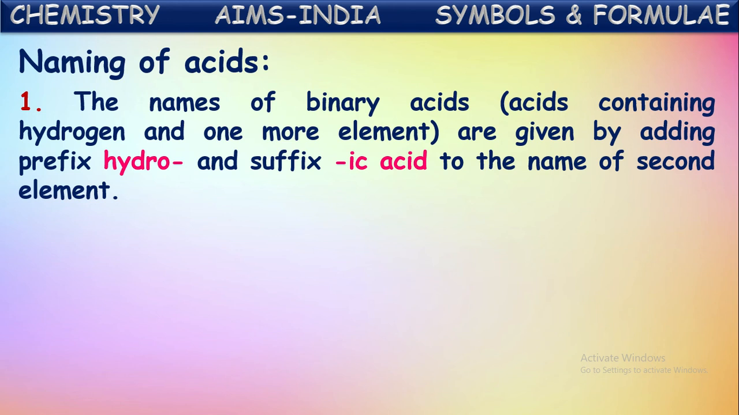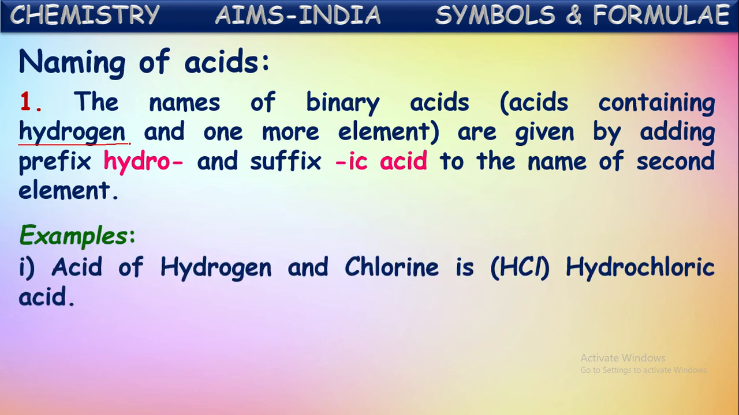The names of these binary acids are given by adding the prefix hydro to the non-metallic element other than hydrogen present in the compound. Generally, these binary acids contain hydrogen and one more non-metal. Now, these can be named by adding hydro to the name of that non-metallic element other than hydrogen, and at the end of that non-metal's name, ic acid is attached. Okay, let us try to understand how it is given by taking some examples.